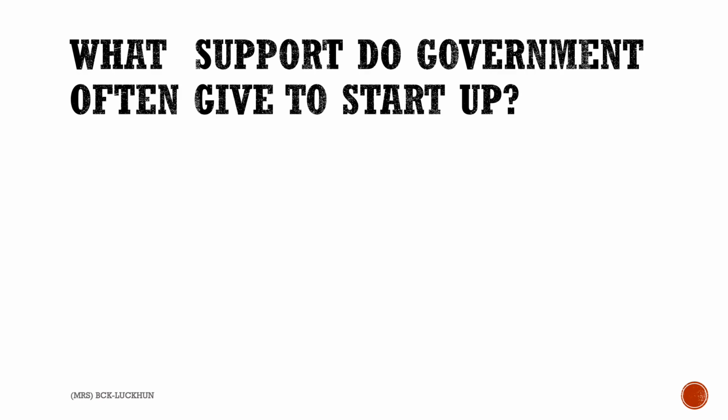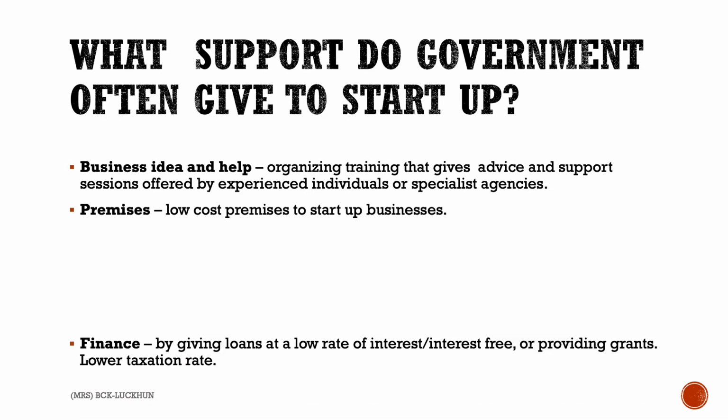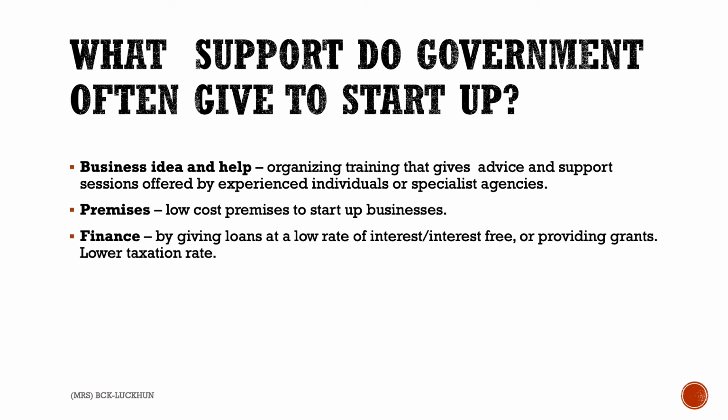What support do governments often give to startup businesses? Firstly, the government gives business ideas and help, such as by organizing training that gives advice and support sessions which are offered by experienced individuals or specialist agencies. Next, low-cost premises are given to small businesses. Finance, for example, by giving loans at a low rate of interest or even sometimes interest free, or by providing them with grants. Also, startup businesses may benefit from a low taxation rate depending on the government.